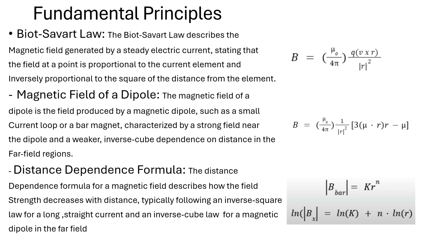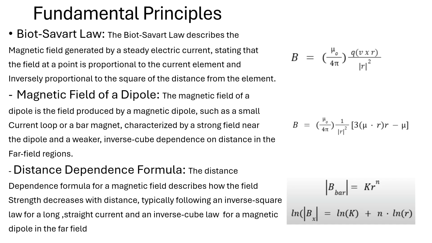The magnetic field of a dipole is our next principle. The magnetic field of a dipole is the field produced by a magnetic pole, such as a small current loop or a bar magnet, characterized by a strong field near the dipole and a weaker inverse cube dependence on distance in the far field regions. On the right, once again, we have our formulas.